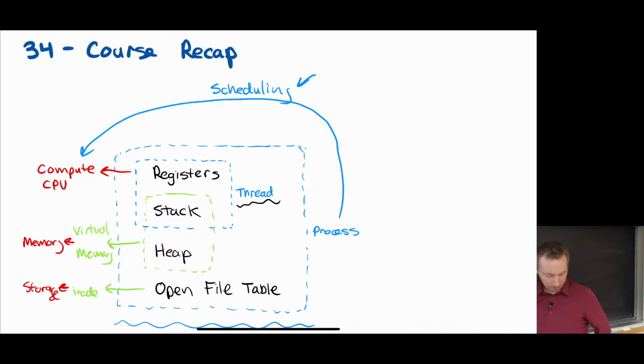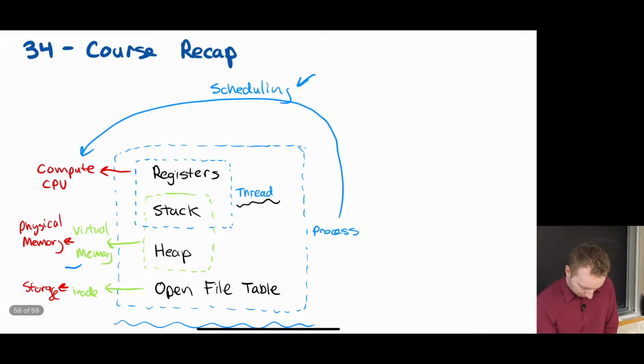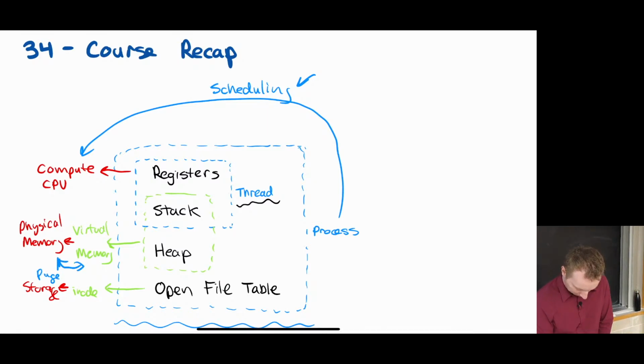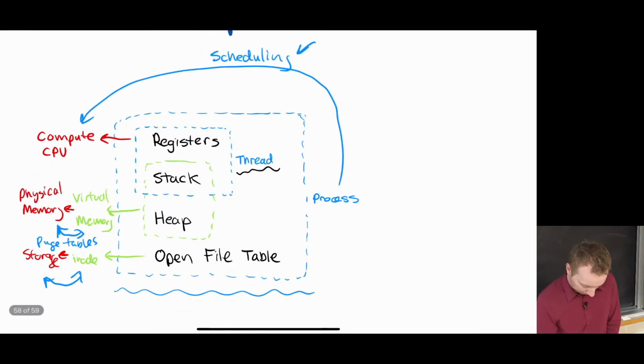And then we manage physical, so this would be physical memory. That's managed by the kernel because each process uses virtual memory. And then managing this is done through page tables. That's also done by the kernel. And then inodes, they're on storage through a file system.